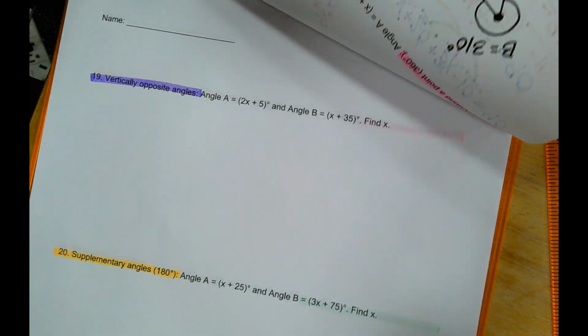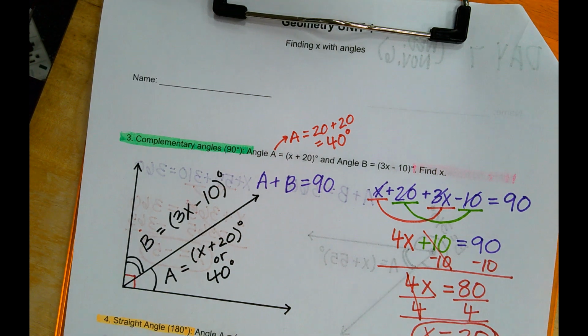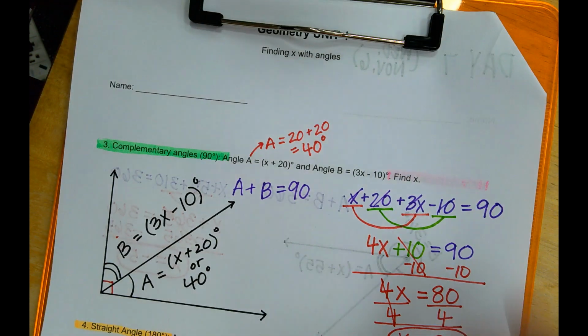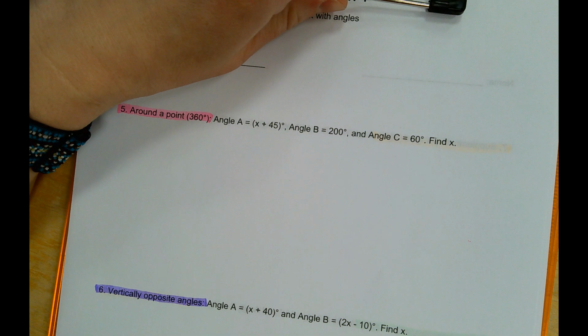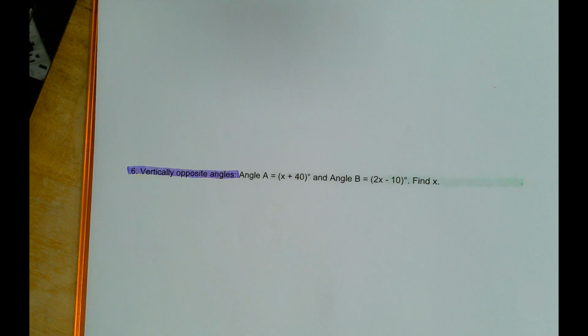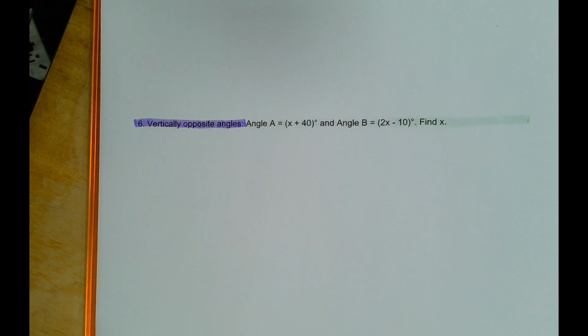All right, so we did around a point, we did supplementary. Okay, yeah, that's right. The only one we haven't done is purple. So here we go. We'll find a purple one. Okay, so we got some vertical angles. So they're going to be across from each other. And again, I don't have a value for either of my angles. So what do you want to do first here?